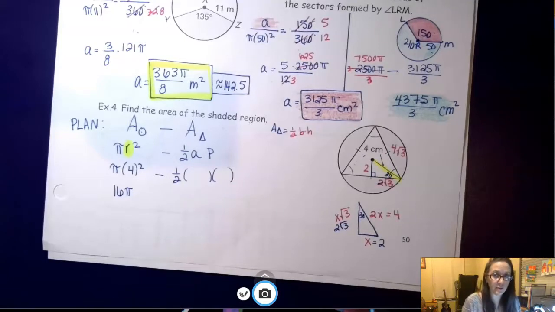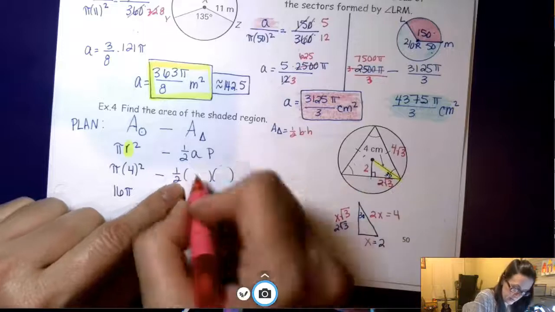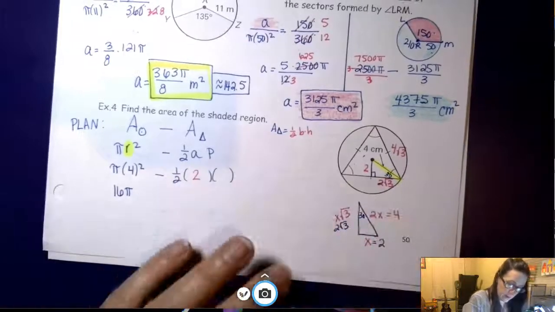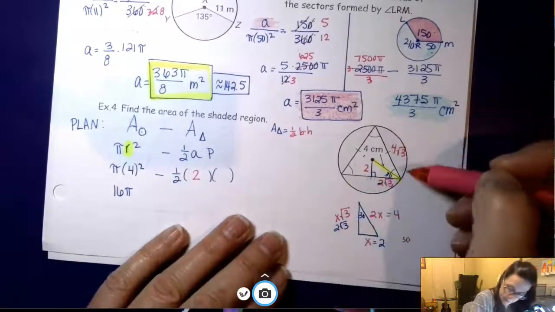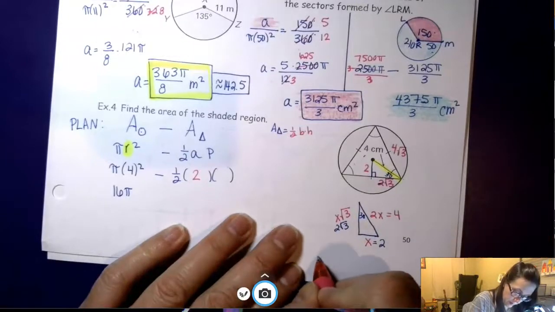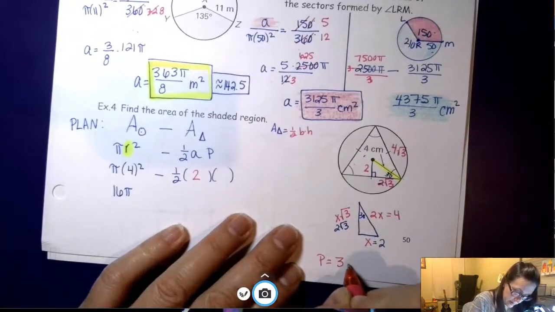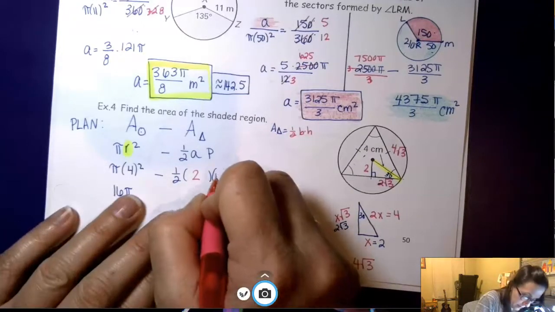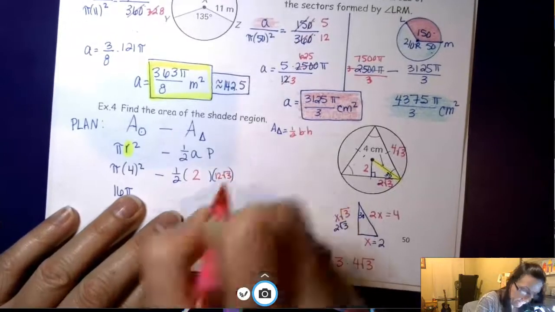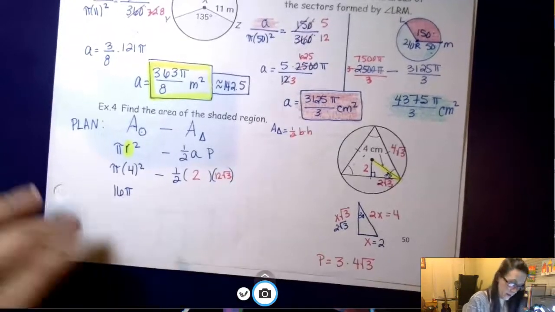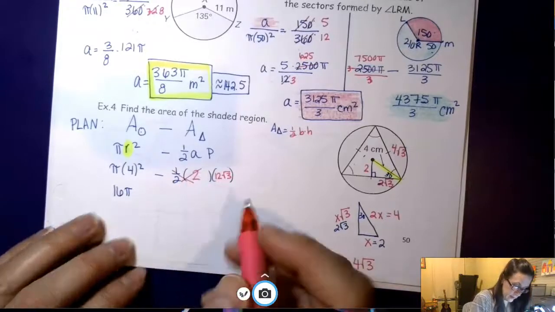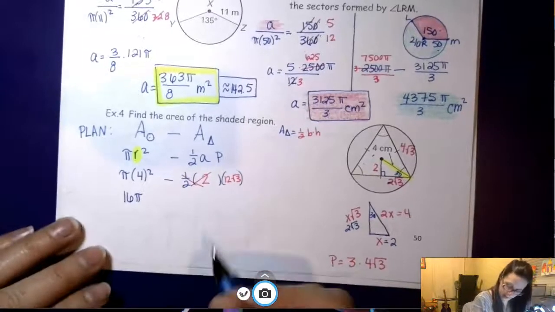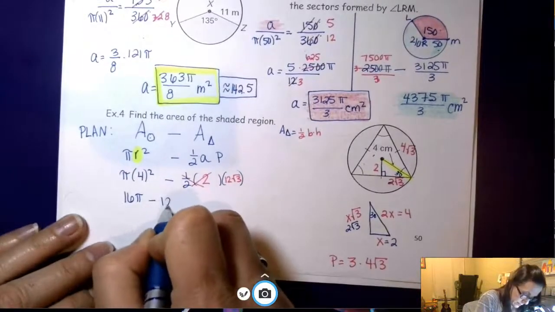So, using our special right triangles, we can see these things. My apothem, I just decided, was 2. Now my perimeter, if this side is 4 root 3, my perimeter is going to be 3 times 4 root 3, giving me a perimeter of 12 root 3. Okay, well, half of 2 is nice. So 16 pi minus 12 root 3.